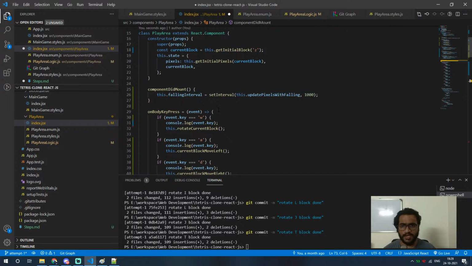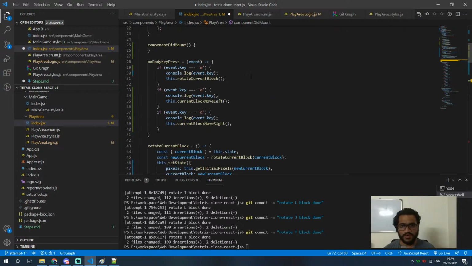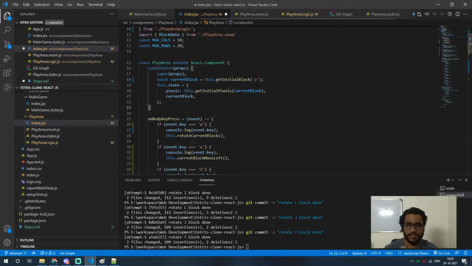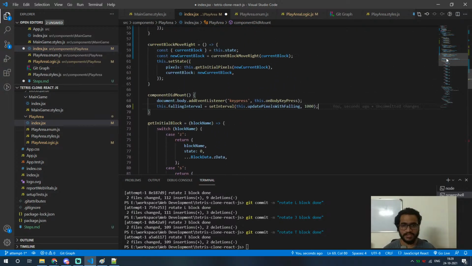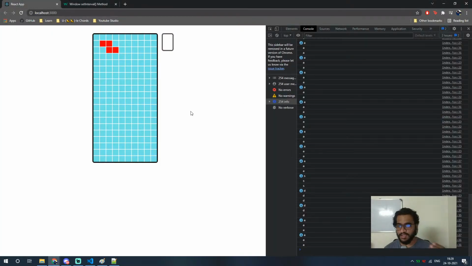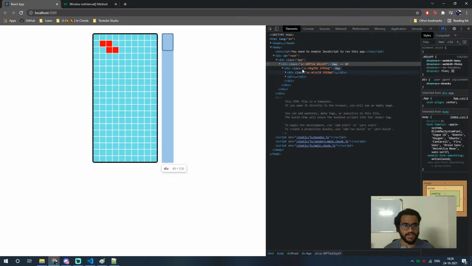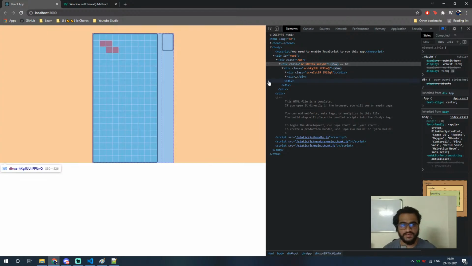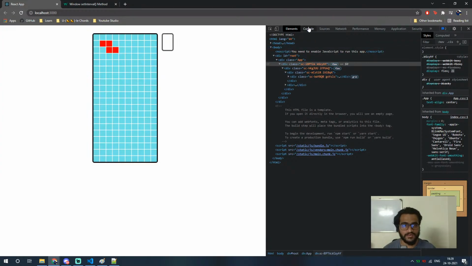Component did mount. Okay, I already have a componentDidMount here, right? So what componentDidMount does is, whenever those components get mounted, and what I mean by mount is all of these divs, these components which are present inside, when they get attached to the DOM. And DOM, you know what DOM means, right?